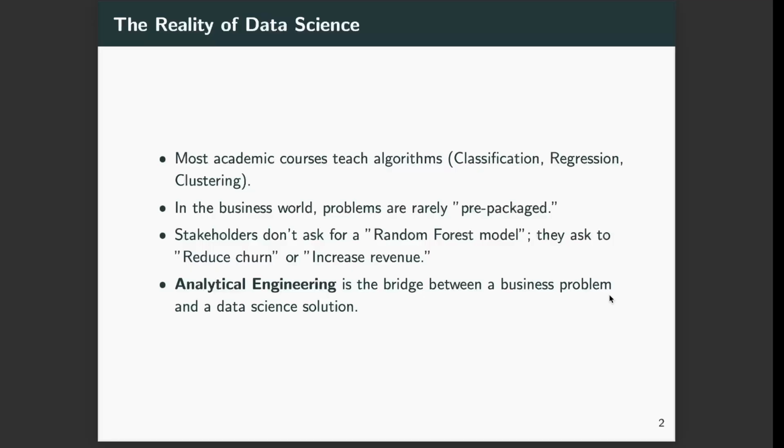That design work, which combines domain knowledge, business logic, statistical thinking, and technical execution, is what we mean by analytical engineering. I want you to think of it as a bridge. On one side of the bridge, you have a business problem expressed in business language. On the other side, you have a data science solution expressed in mathematical and technical language. Analytical engineering is the art and science of building that bridge. And it is a skill that is genuinely rare, genuinely valued, and genuinely separates excellent data scientists from average ones.